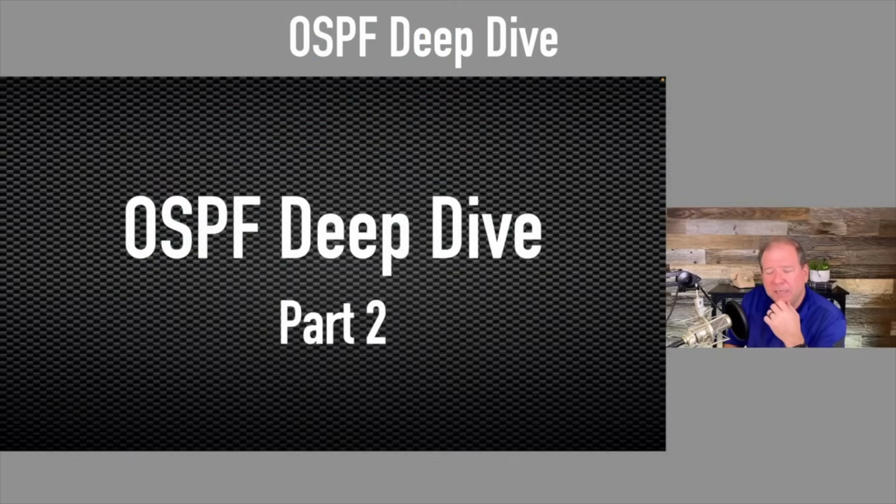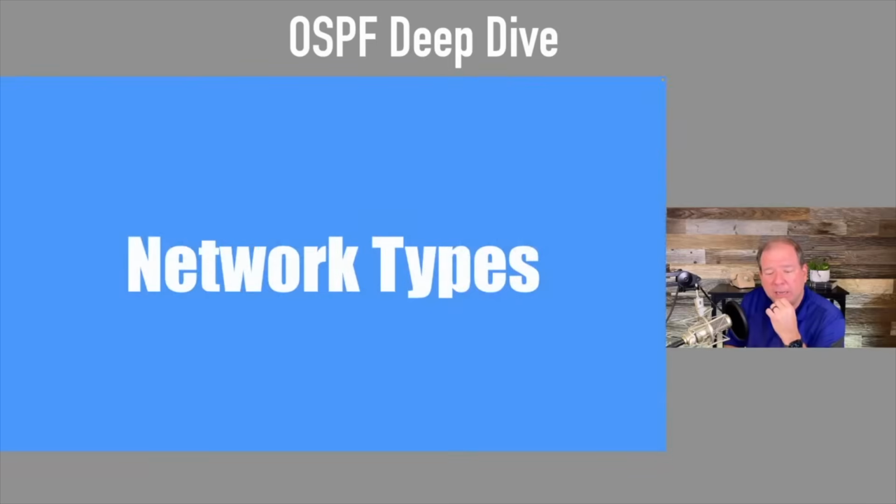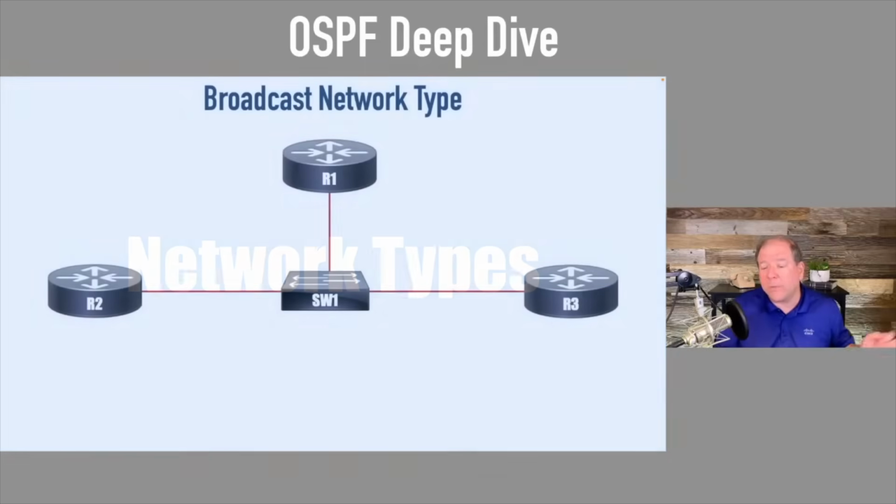All right, let's get into the second part of our session today, which is going to be on network types. Now, if you read the exam blueprint for CCNA and for ENCOR, they tell you that you need to know network types. If I remember correctly, CCNA says you need to know about the broadcast network type and the point-to-point network type. ENCOR adds on the non-broadcast multi-access and the point-to-multipoint. We're going to talk about all those today and some of their characteristics.